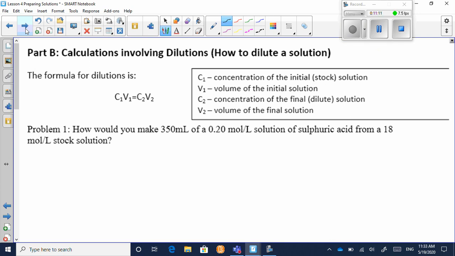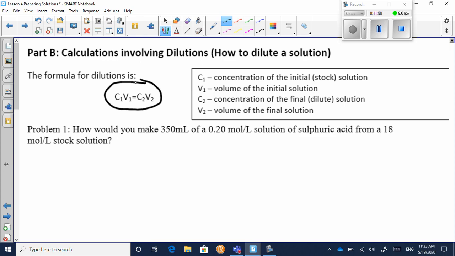Part B then today. We've gone over how you would prepare a solution from a solid. Now we're going to go over how you would dilute a solution. In other words, how you would prepare it from a more concentrated solution. But before I do that, I'm going to go over a new formula with you, and then I'll take you through the steps. This formula right here is what we call the dilution formula. And you can see it says C1V1 is equal to C2V2.